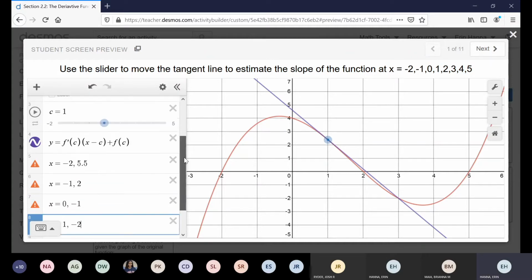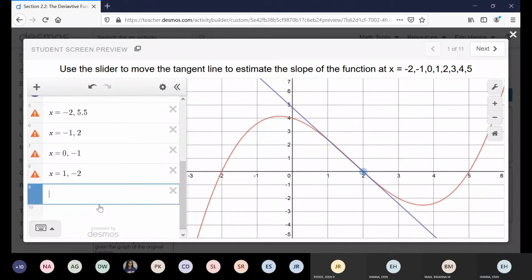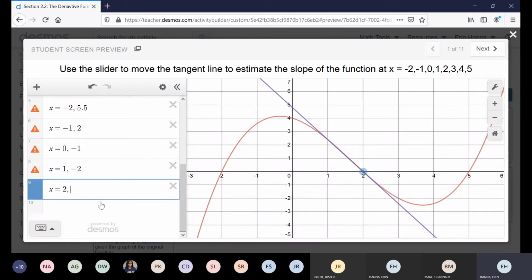What about at 2? Go over 1, go down 1, down 2. Let's say about 2.5. So at x equals 2, we'll say that the slope is approximately -2.5.